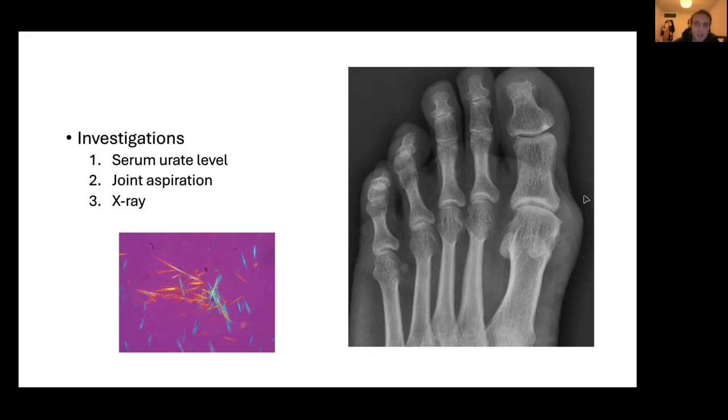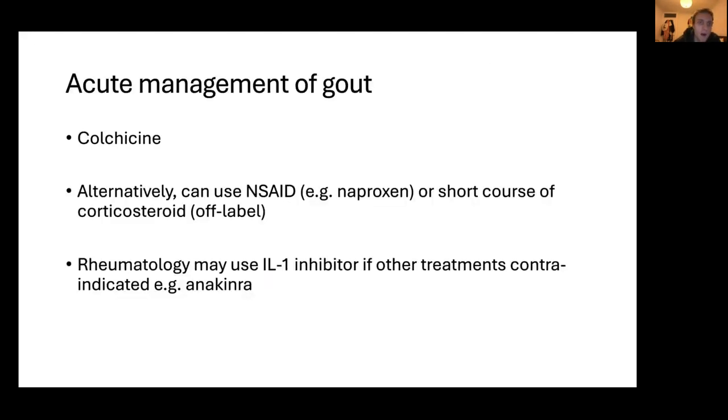So we lose the joint space a bit like in osteoarthritis. We get these slightly lytic lesions in the bone, and we can get these erosions. And sometimes you can call them punched out. Now that's the investigations in gout, and on to the acute management.